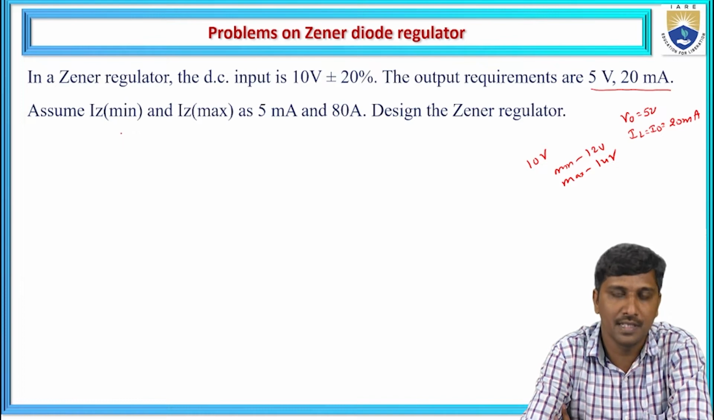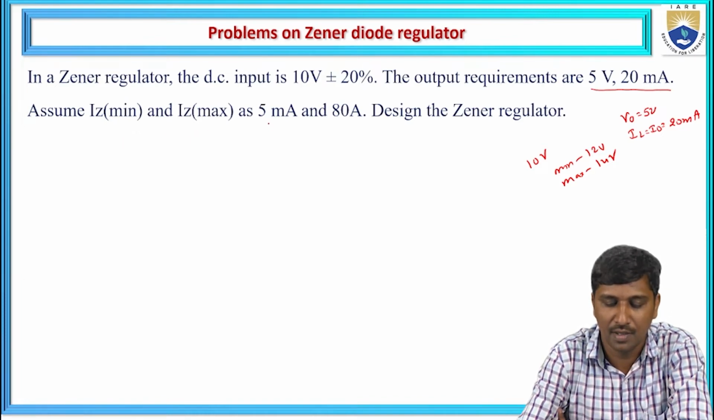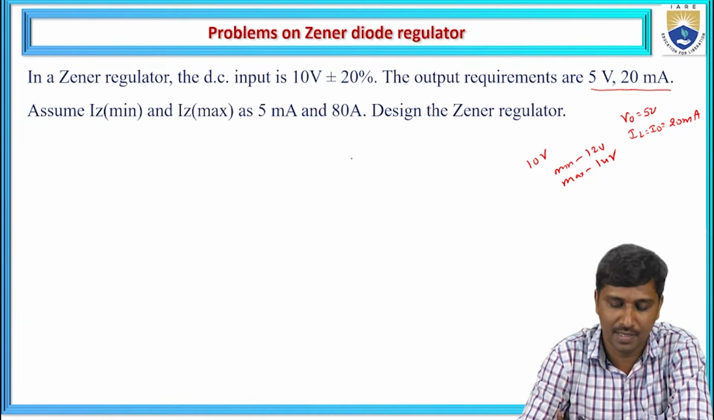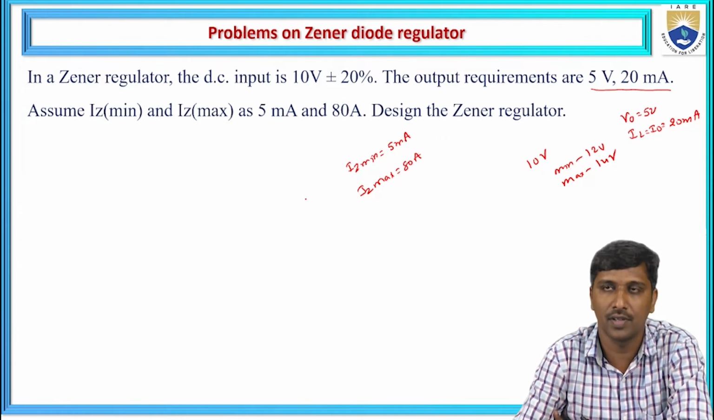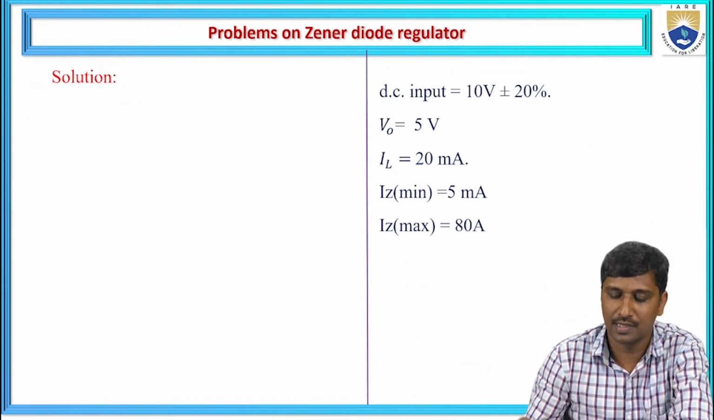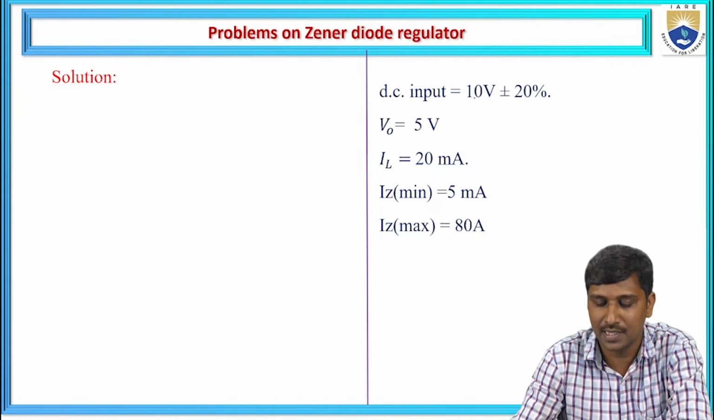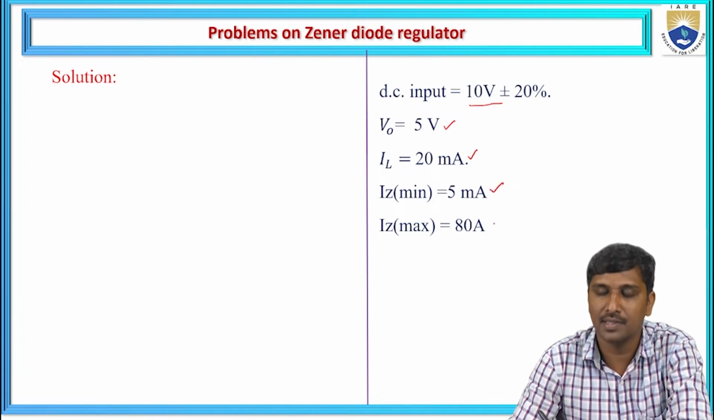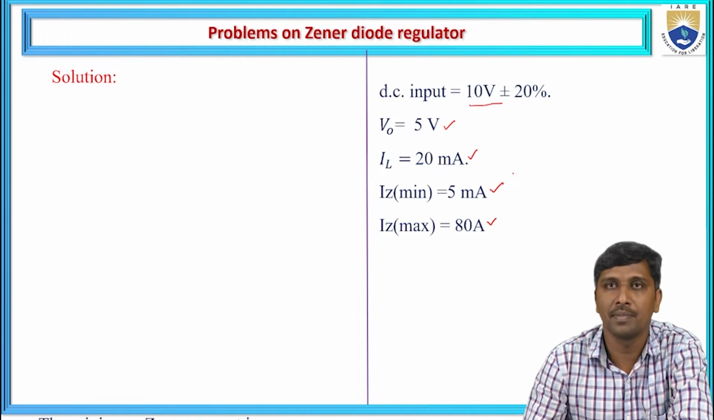Assume the Zener minimum and maximum currents are 5 milliamperes and 80 milliamperes. We need to design a Zener regulator circuit for these given specifications. The input is 10 volts plus or minus 20%, V0 is 5 volts, the load current is 20 milliamperes, IZ minimum is 5 milliamperes and IZ maximum is 80 milliamperes.